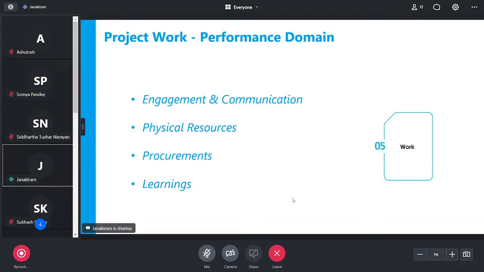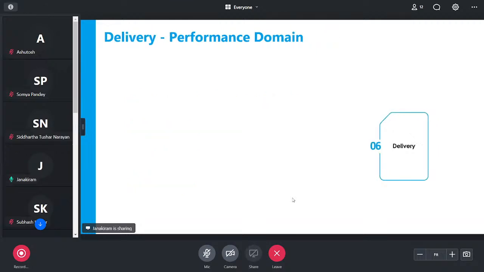Learnings, right? Your lessons learned should also be part of the project work performance domain. The actual execution of the project, right? What is the execution of a project? It is nothing but following the plan. What you planned in the planning performance domain, you are going to follow, nothing but your delivery.